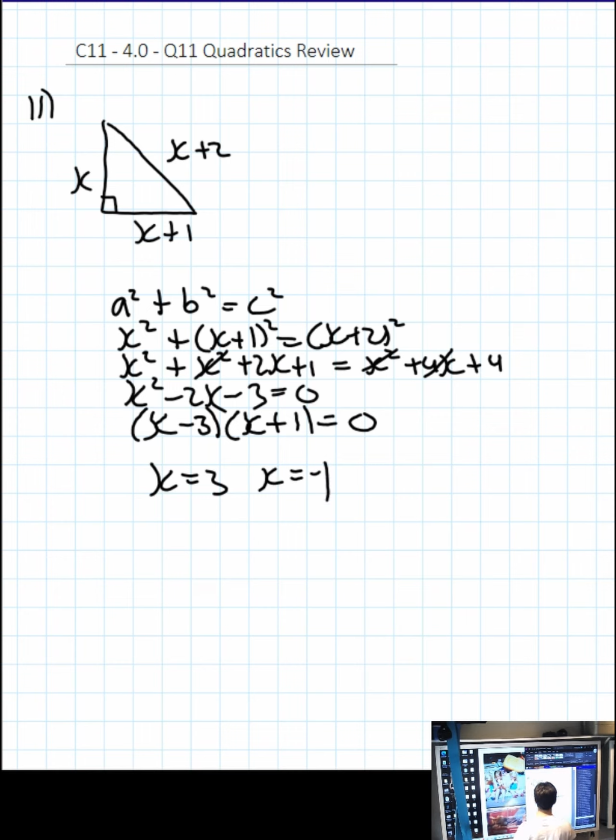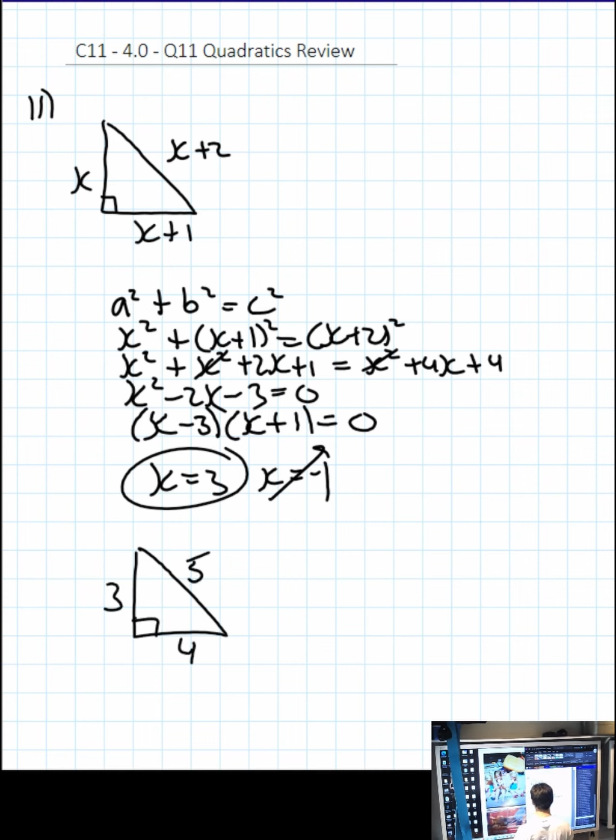And we can't have a negative length, so we can reject x equals negative 1 and circle x equals 3. We can then redraw the diagram and label the diagram on the left 3, on the bottom 4, and on the right 5. And we can rewrite Pythag off to the right. 3 squared plus 4 squared equals 5 squared. And 25 equals 25. Check mark.